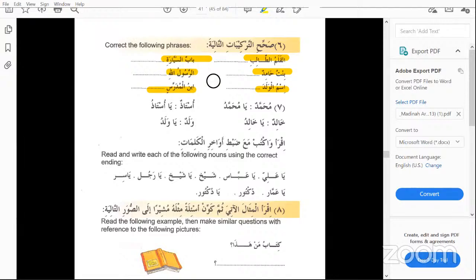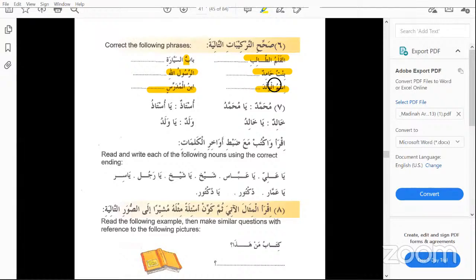Where is the mistake here? Bab, alif lam. So where's the mistake? The alif lam, babul sayyarati. No. Here, the mistake is here. Whenever there is the noun which is mudaf ilay, the first noun never has the tanween, which originally had babun. That is removed, and one dhamma is put instead. It becomes babu. Babu sayyarati. Okay, next one.